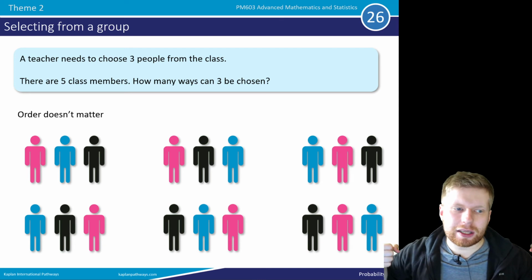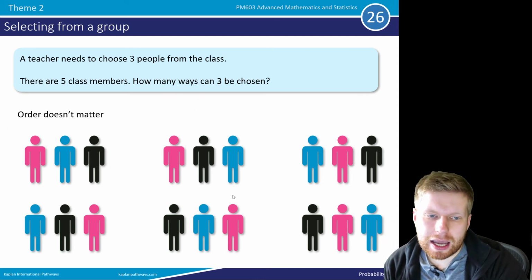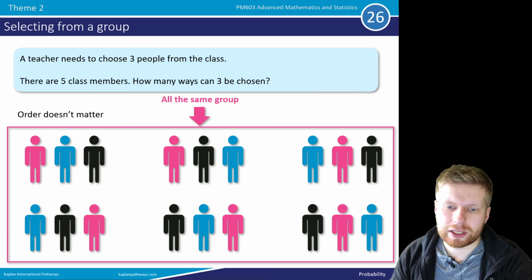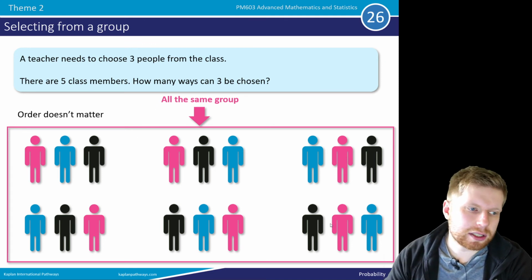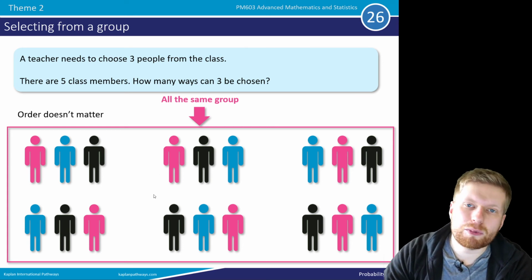I just care that I'm choosing them. I don't care about the order. I'm not putting them in any kind of order. So to me, all of these people would be treated as the same. Okay, so if I have all these 3 different people, the order doesn't matter. So therefore I treat each of these 6 groups as exactly the same group.